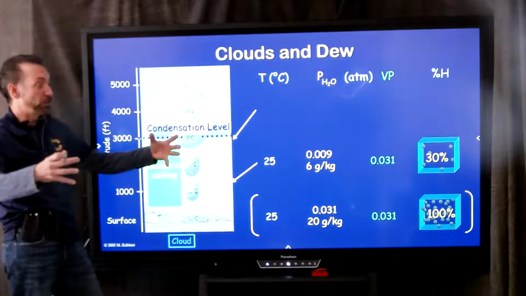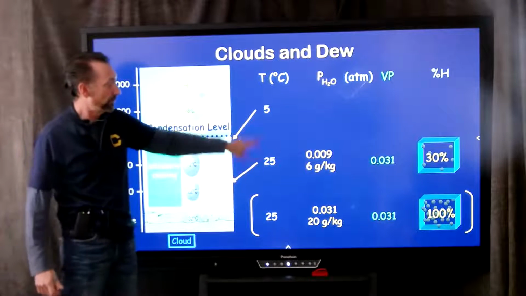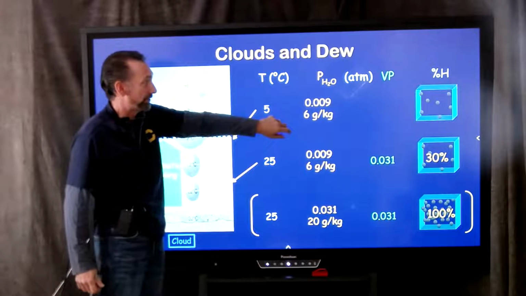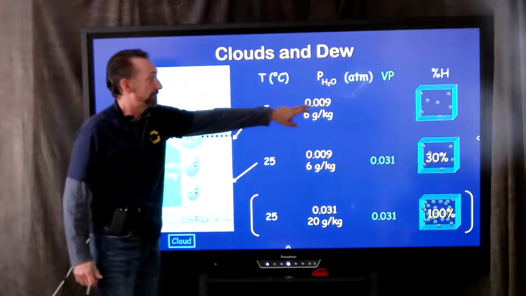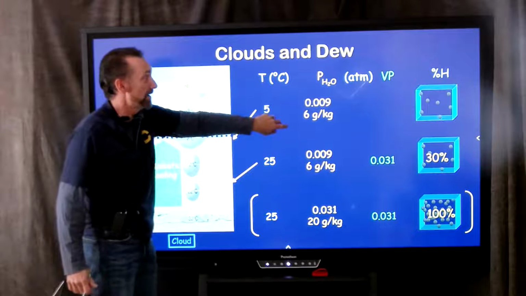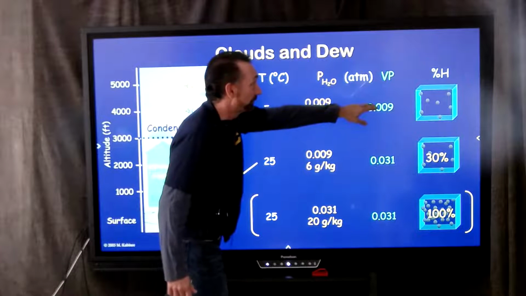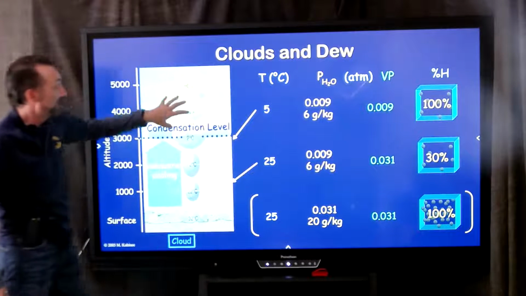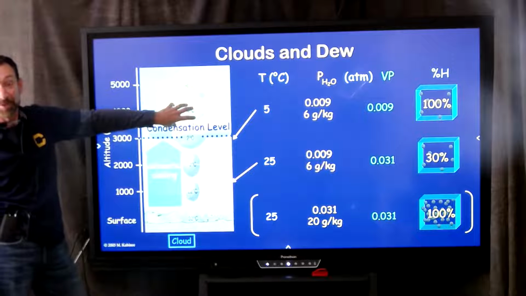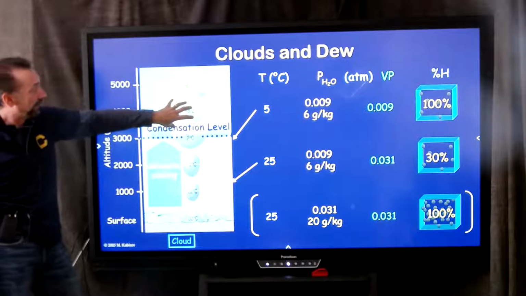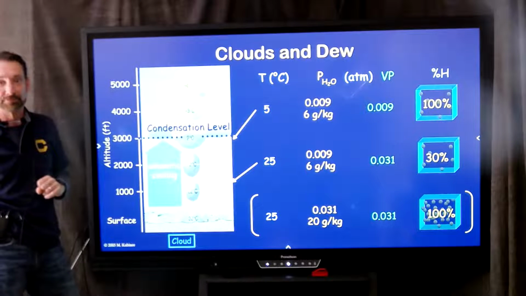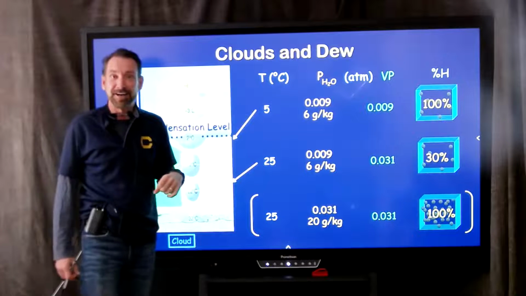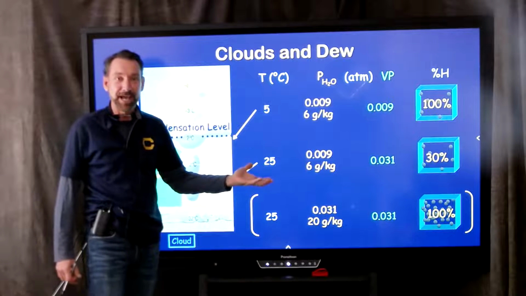So it cools. Well, if this cools from 25 to 5 degrees, then that partial pressure of gas that was there becomes equal to the vapor pressure, and you get back to 100% humidity, and you can see the vapor for water, and that's where you get your clouds. So that explains cloud formation in the atmosphere.